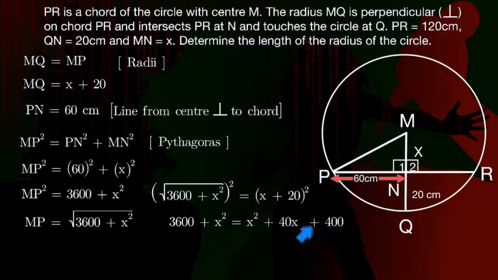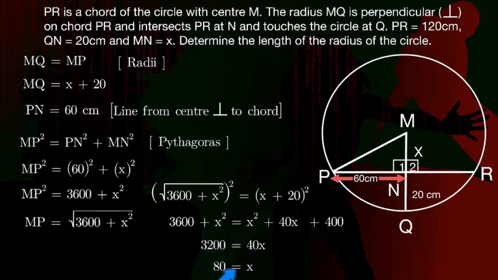And now I'm going to simply move all my constants to this side and all my x's to that side, and I end up with x squared minus this x squared is 0. I'm going to have plus 40x, and this plus 400 I'm going to move to that side. It becomes minus 400, and 3,200 is equal to 40x. Then I divide by this coefficient on this side, and 3,200 divided by 40 gives us 80.